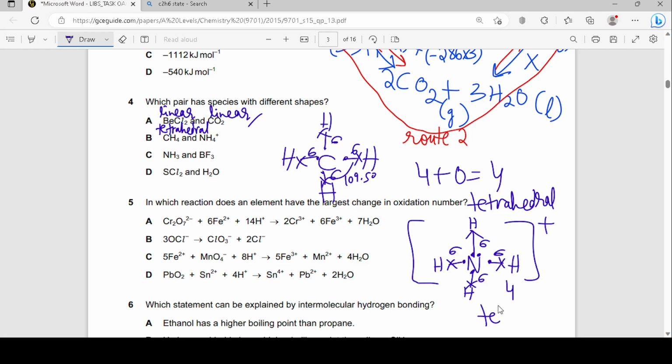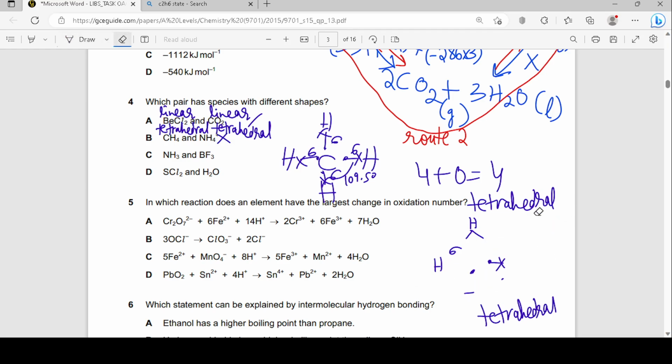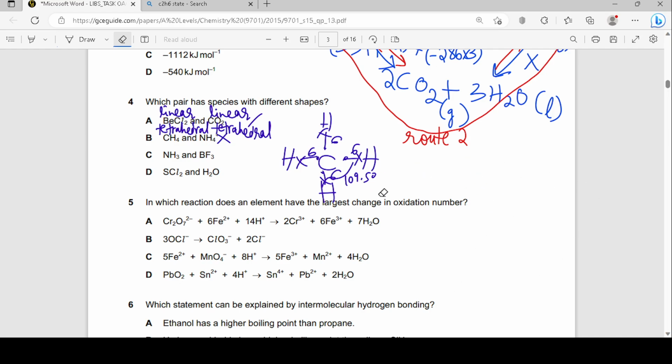So then it's going to be tetrahedral geometry again, and this H and H bond angle, sorry, is going to be 109.5 degrees. Okay, so again it's tetrahedral geometry. So that's again the same. So B is not the correct answer either because being two species with different shapes, right? So let's look at option C.